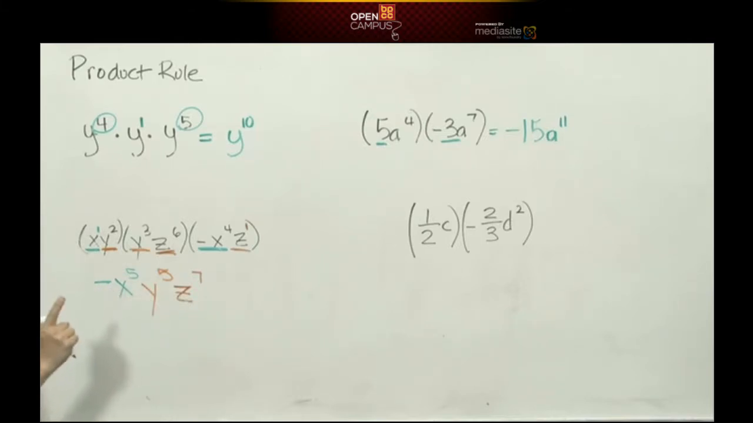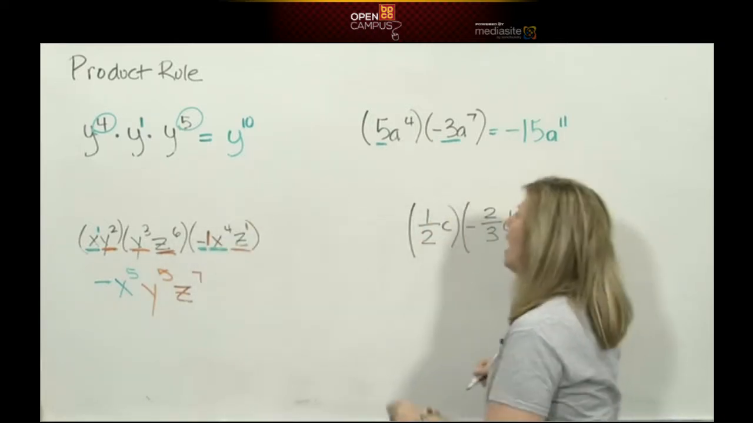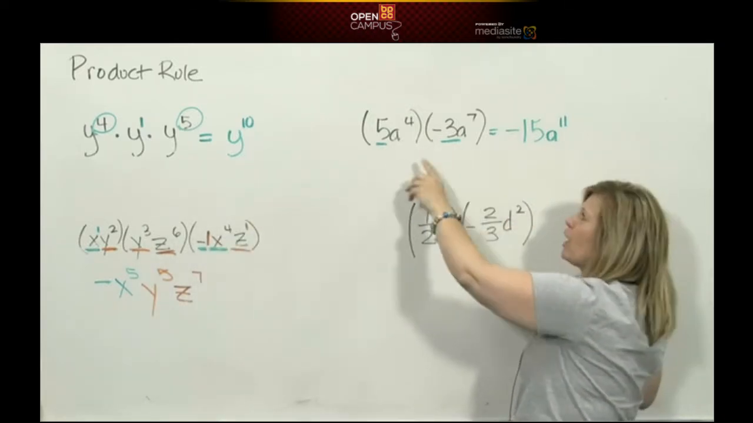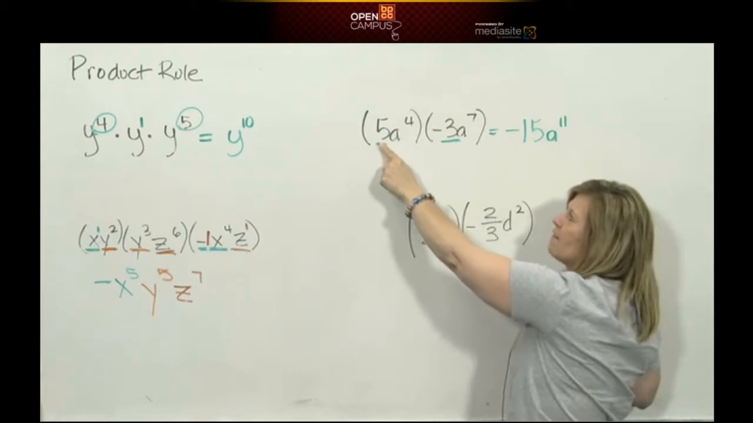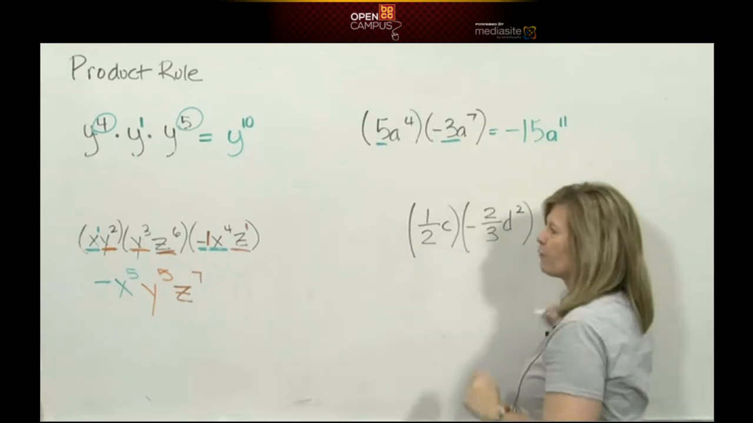A big mistake you all make is you want to take that negative and put it somewhere in the middle here. You can't. This negative is a coefficient. It's negative 1. And if you look back here, that's what we multiplied first. We multiplied the coefficients. 5 times negative 3 made negative 15. The coefficient goes in front.